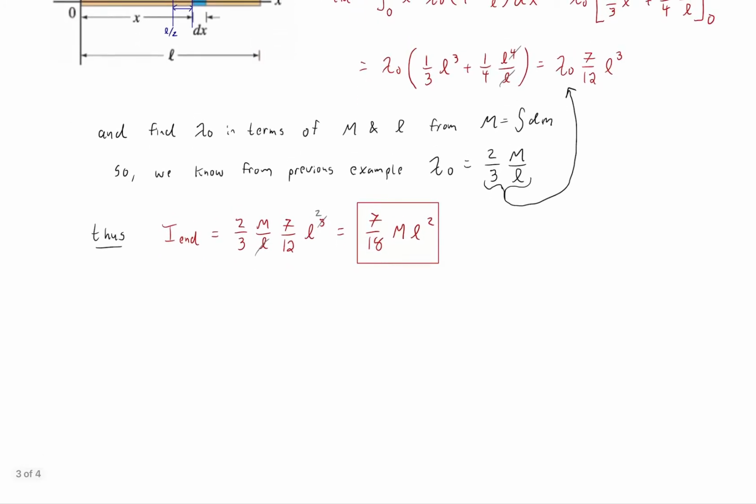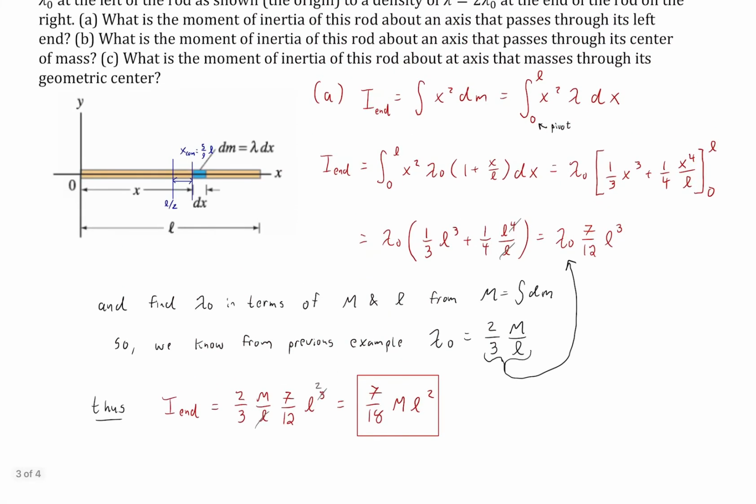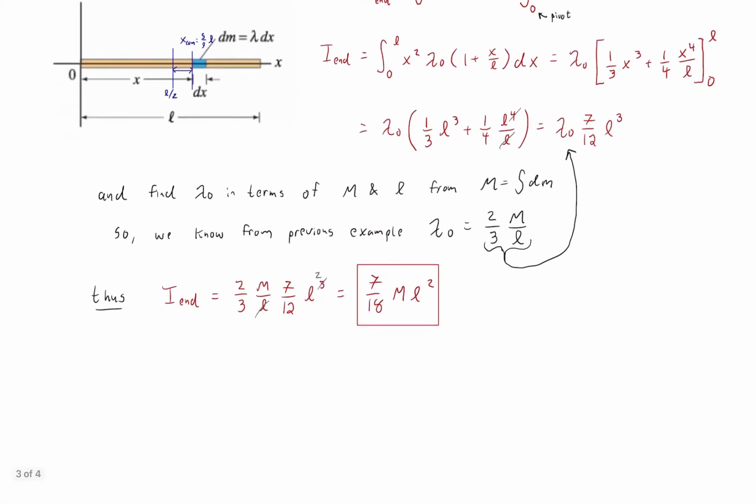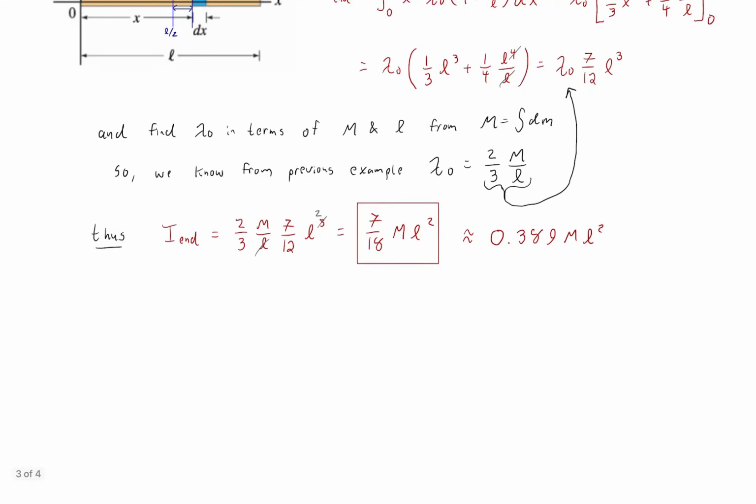All right. Now let's do parts B and C. We're just going to move our axis of rotation. So the first thing we're going to do is move the axis of rotation to the center of mass. Here it is in decimal form, by the way. I think it's better in fraction form.